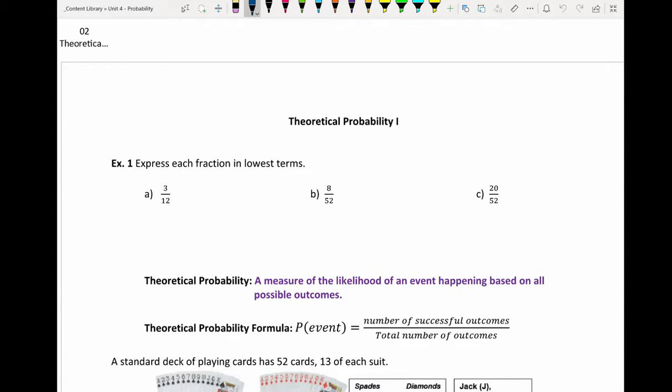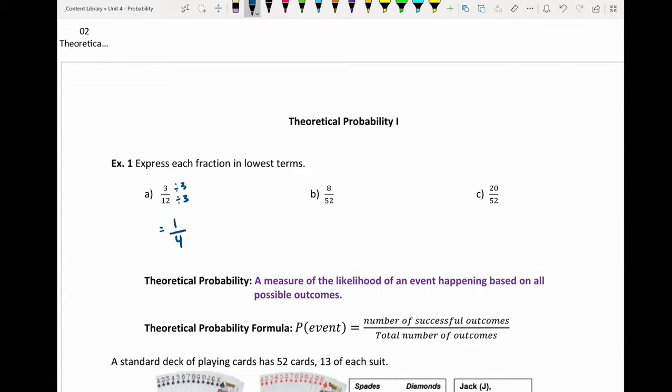So if we want to express 3/12 as a fraction in lowest terms, we want to divide both the numerator and the denominator by the greatest common factor, or the greatest number that goes into both. If I look at both these numbers, the greatest number that can be divided into both is 3. So divide both the numerator and the denominator by 3, I get 1/4.